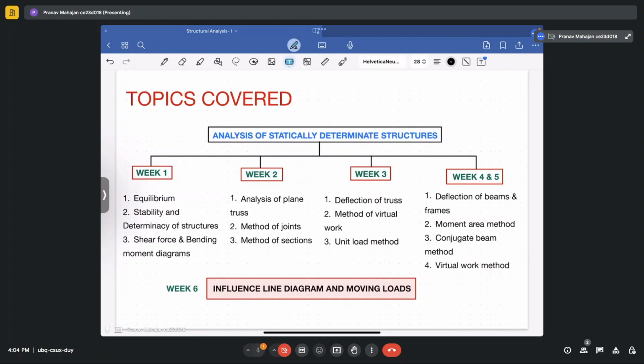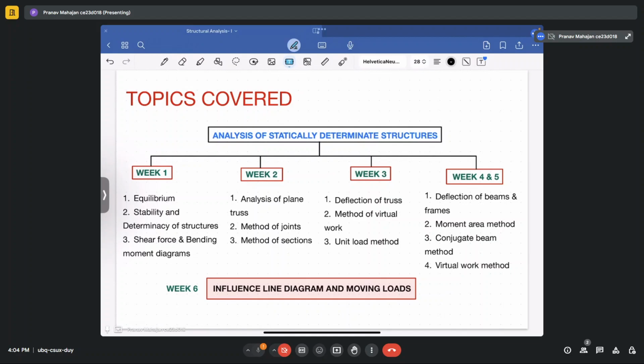Later on, we moved to the calculation of the deflection in trusses using the method of virtual work, the unit load method, in which we saw that if we apply the unit load in a particular direction, whether horizontal or vertical, we are able to calculate the deflection in that particular joint.